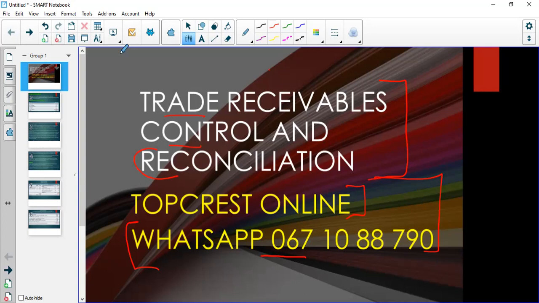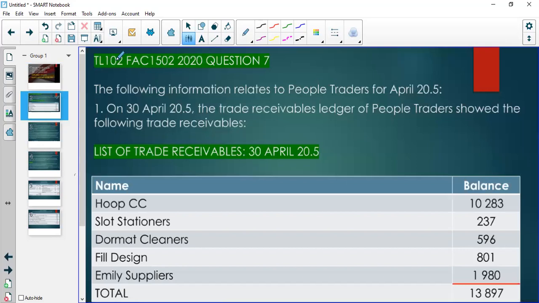So today we're going to focus on a question of trade receivables and their reconciliation. This question comes from tutorial letter 102 for FSC 1502, the 2020 edition. This is question 7 of that. If you want, you can get that tutorial letter. If you can't, you can follow this, it's fine. So this is the story.